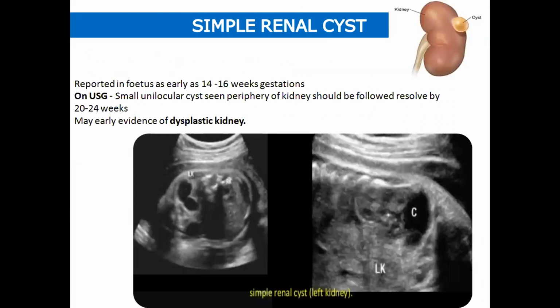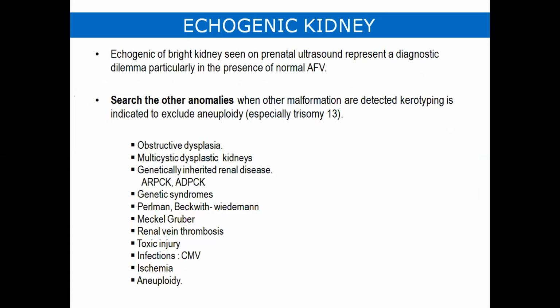Simple renal cyst is not very common, but not unknown also. You can see sometimes simple renal cyst, and you have to follow them up because it may be early evidence of a dysplastic kidney. Then echogenic kidneys, you get bright kidneys, and you have to look for other anomalies. And when other malformations are detected, karyotyping may be indicated to exclude aneuploidy, usually trisomy 13.